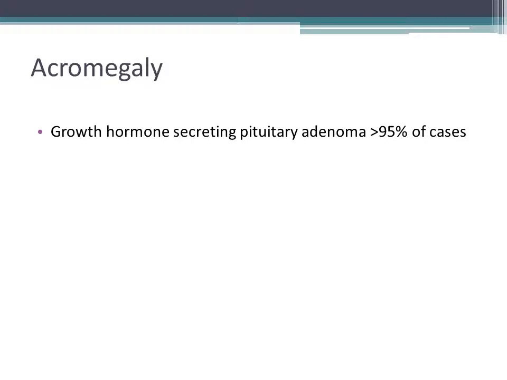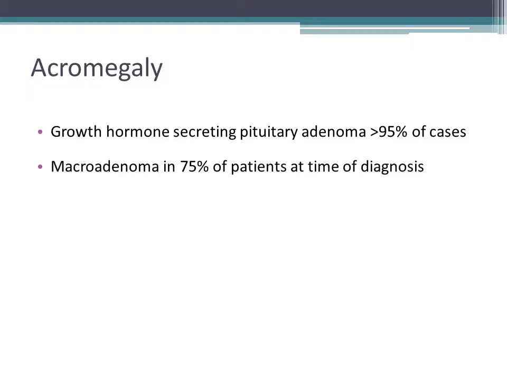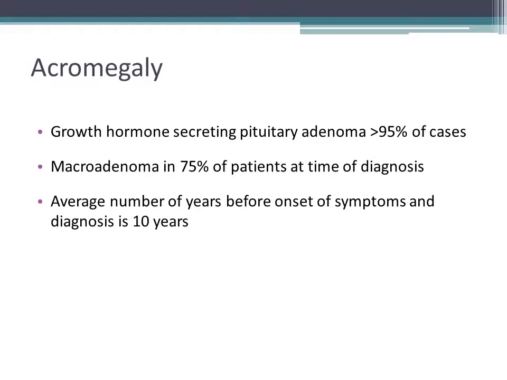Now, moving on to the second secretory tumor, which is growth hormone secreting adenomas. The condition is called acromegaly, and it's because of pituitary adenomas in more than 95% of cases. I've never seen acromegaly because of ectopic tumor. All the cases that I've seen are because of adenomas in the pituitary. Macroadenomas account for 75% of patients presenting with acromegaly. The average number of years between the onset of symptoms and diagnosis is about 10 years.